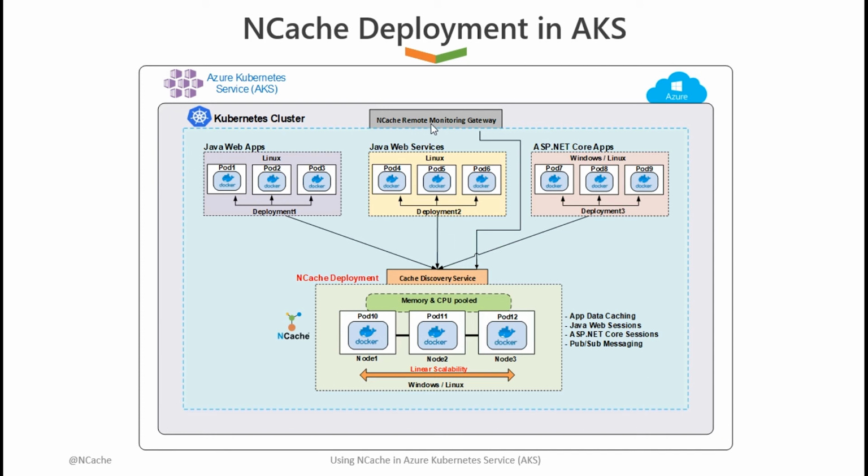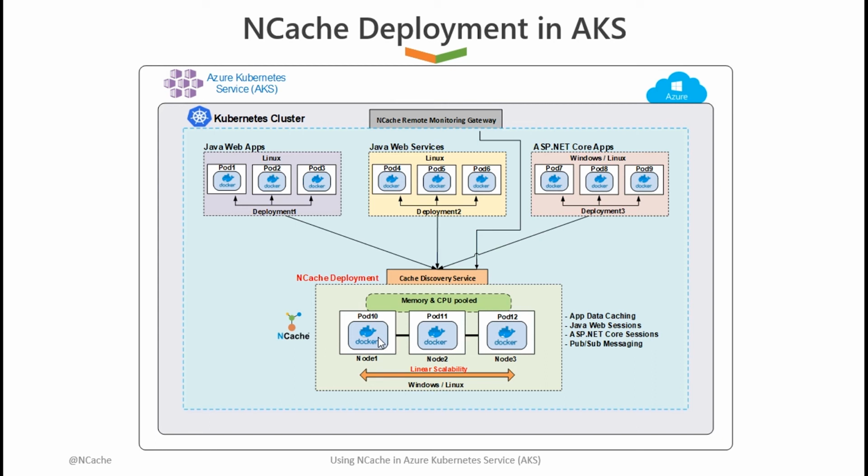Additionally, I've got this NCache remote monitoring gateway. That is a gateway for monitoring and management operations that are performed from outside this Kubernetes cluster to manage and monitor my cache cluster. And I've got this cache discovery service. This is a headless service, which is named as well. And that's where my clients connect. And that manages all the client to server communication with my cache cluster.